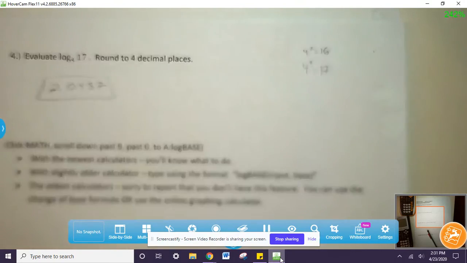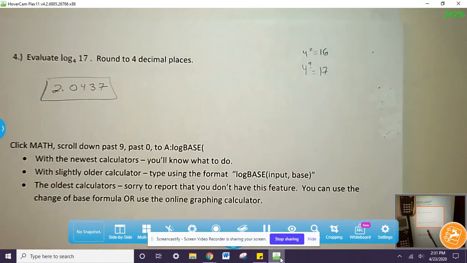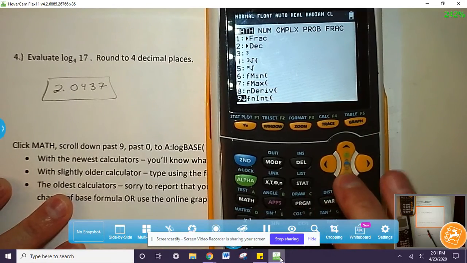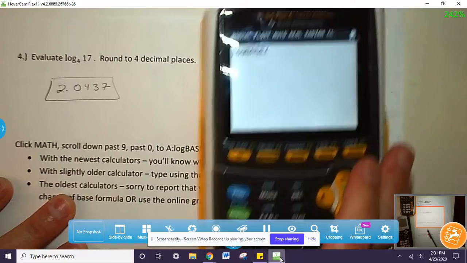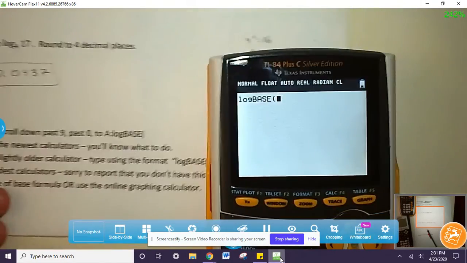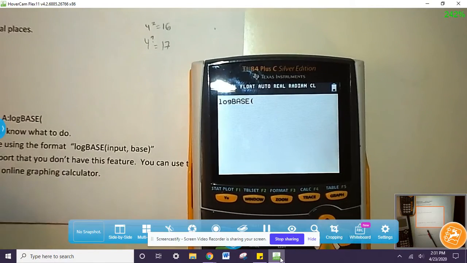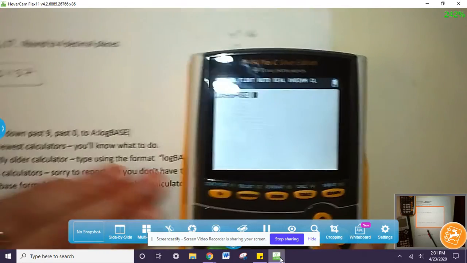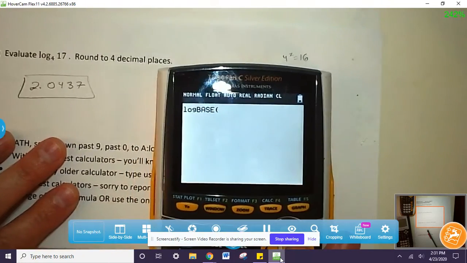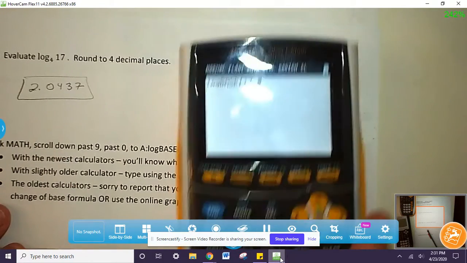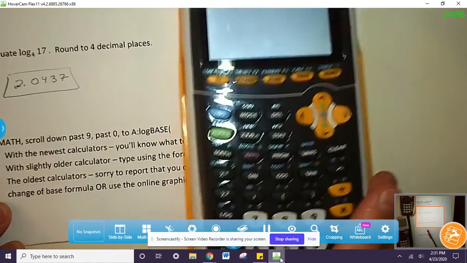Another possibility with your calculators, just to show you another thing that can happen, this is the least common, but when you hit Math, I hit Math and I scroll down past 9, past 0 to A. If you have a slightly older calculator, you might get this where it says log base. Okay, so if it says log base, here's what you do. You put your input and then a comma and then the base. So if we want log base 4 of 17, what we will do is put 17, a comma. Comma is on the calculator right above a 7, right there.